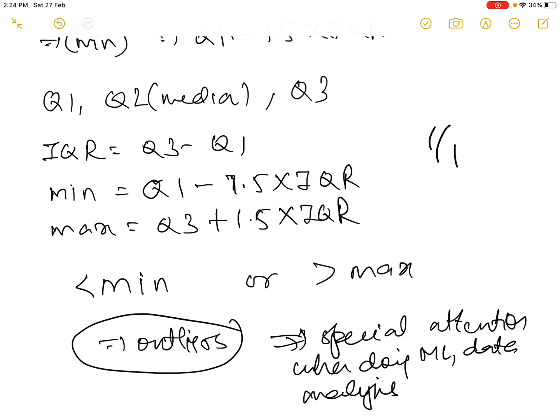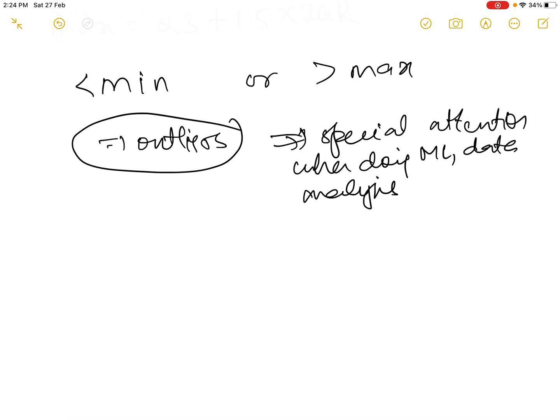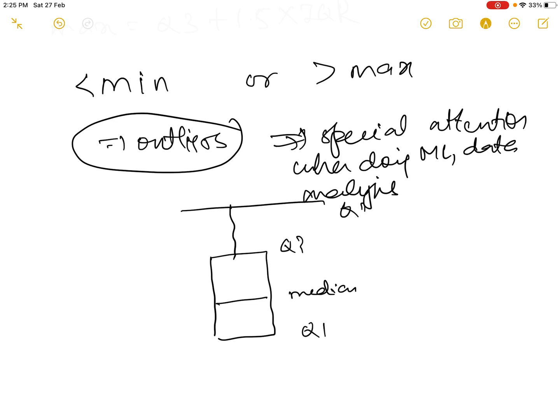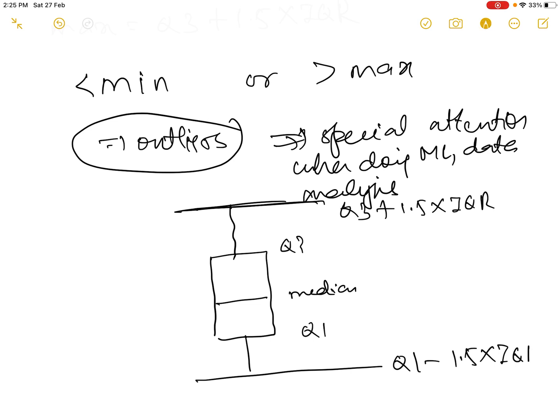Now let us see how you will draw a box plot and what more information we can derive from it. First, say this is your median. This is Quartile 1, this is Quartile 3, this point is Quartile 3 plus 1.5 times the interquartile range, and this point is Quartile 1 minus 1.5 times the interquartile range. So these are the five points, and then you will make such a plot.